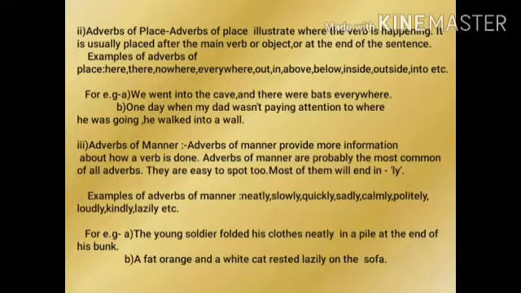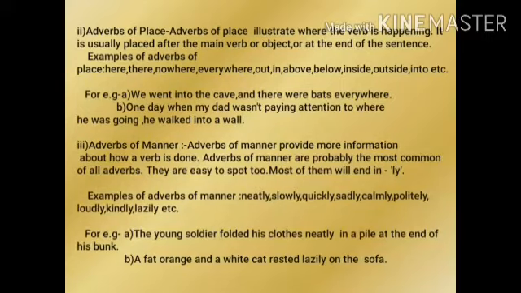Here in both sentences you can see, students, neatly and lazily, these two words are showing how the works have been done, or in which manner the works have been done. So that's why these are adverbs of manner.